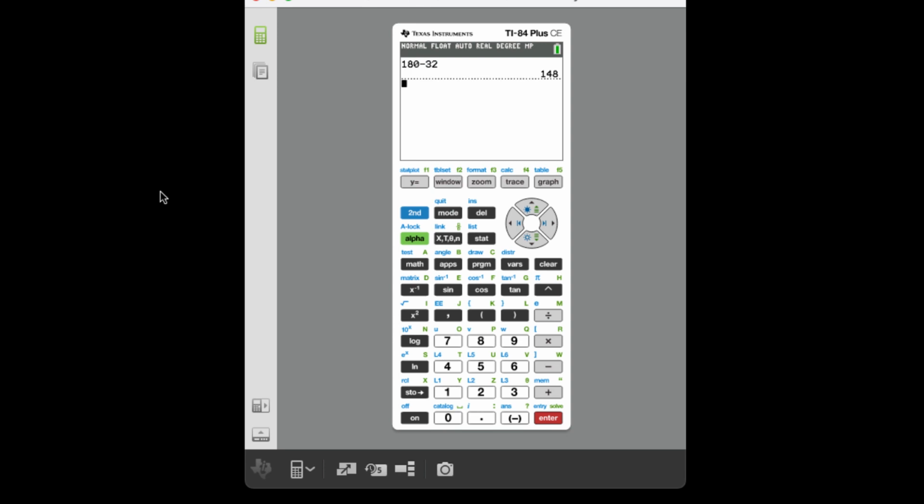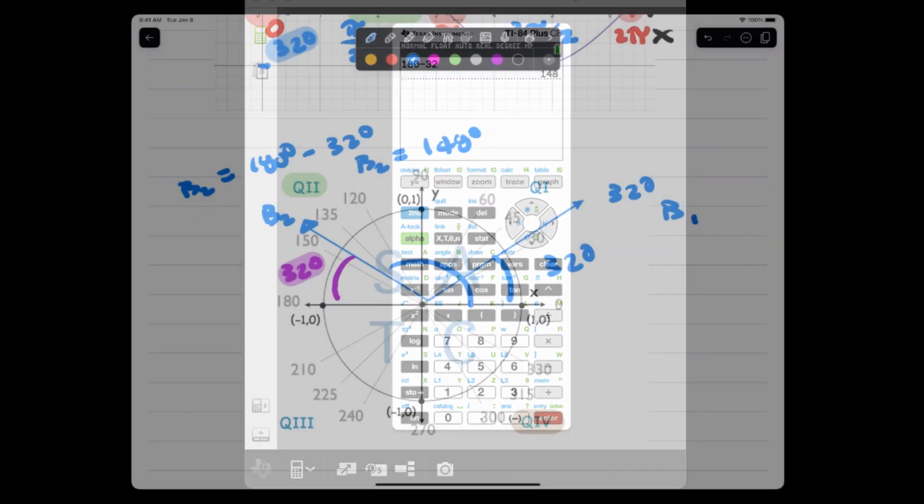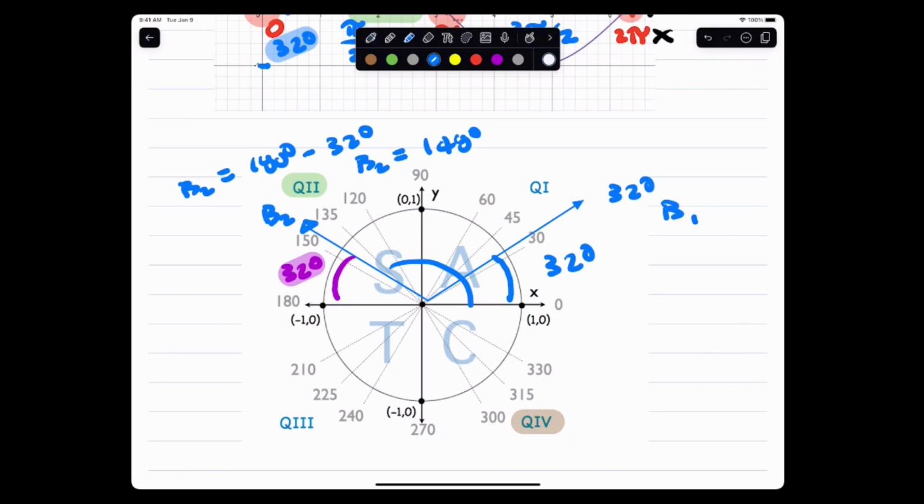Okay, let's go. Where are you, TI? You should be on the... I think the TI is there. Yeah, 148. Okay. So you guys go. Here's the second angle, B2.